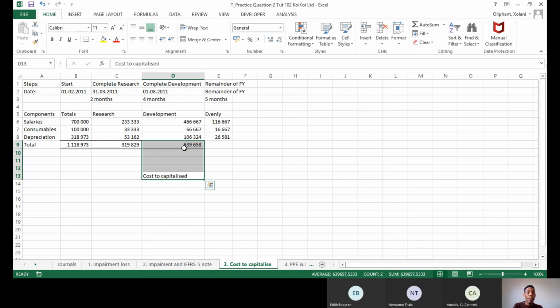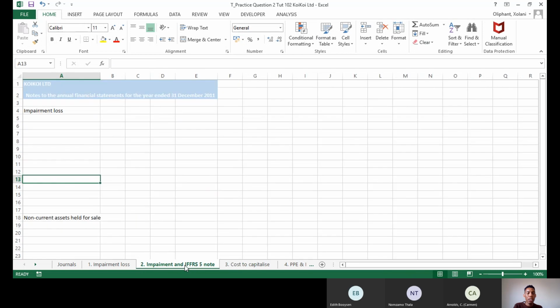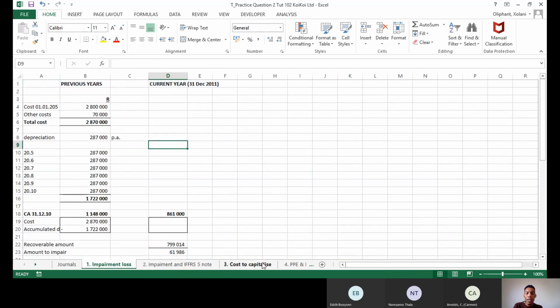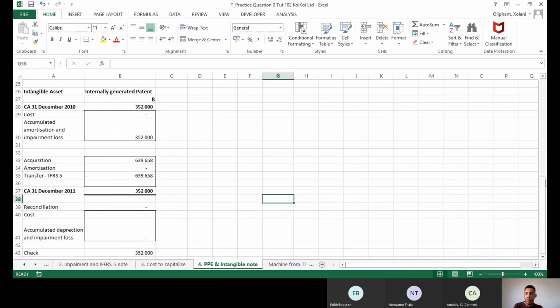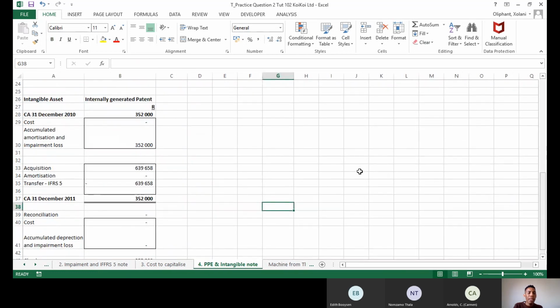So now what happens is you have your cost. In terms of the note that they ask for, where is that intangible note? Intangible note. Okay, fine. So now in terms of that intangible note that they ask for, why can't I move now? Why can't I?